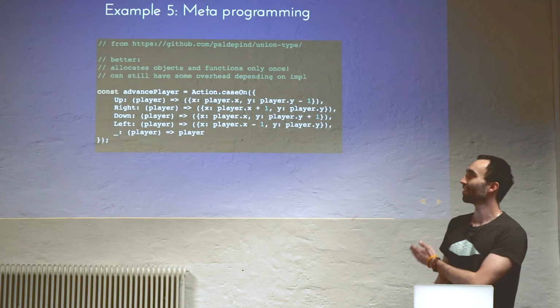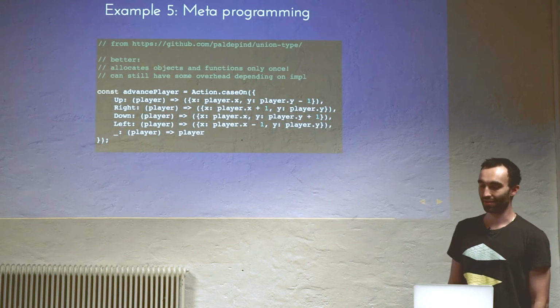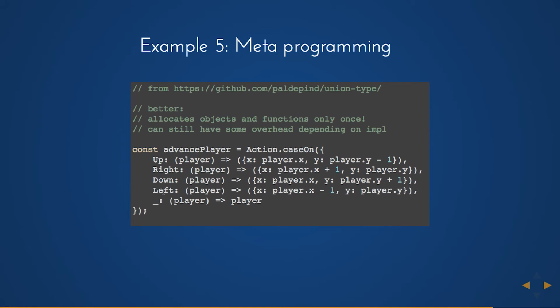Luckily, this library has something like this, so you can define your matching expression or your reducer or whatever you want to call it once, and it only allocates the arrow functions once and the implicit object once. So that's a lot better.